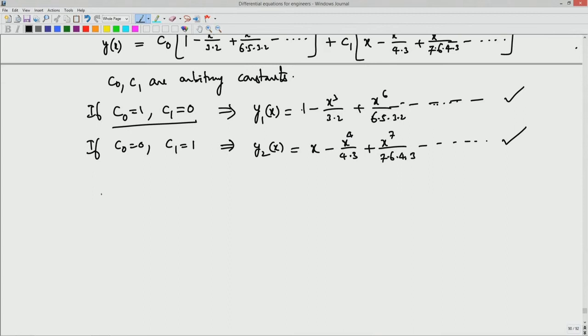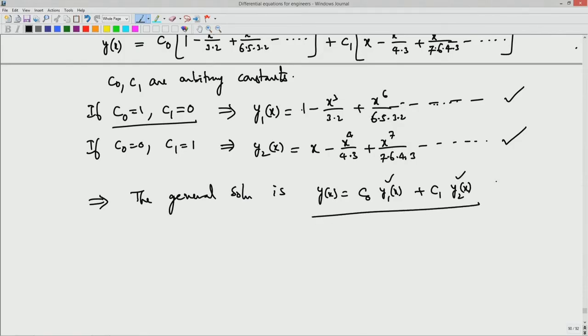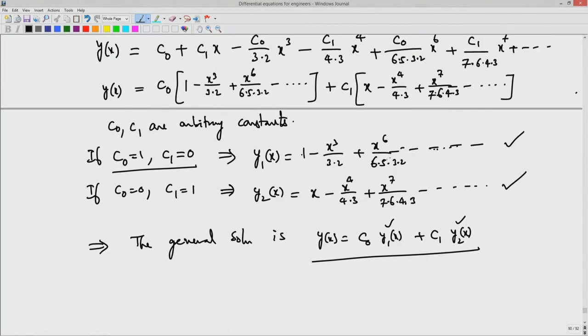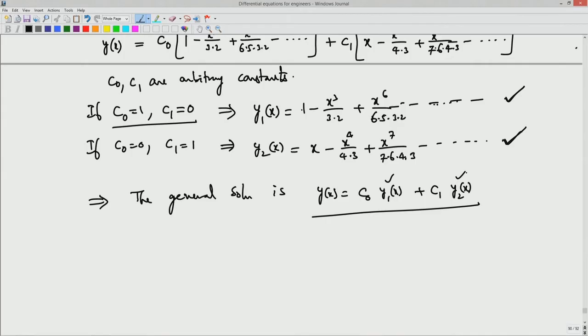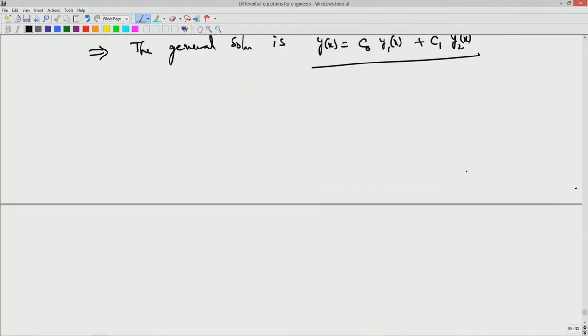independent. So, this implies the general solution of the given equation. General solution is y(x) is C0, an arbitrary constant, with y1, which is a power series itself, and another arbitrary constant into the other power series solution y2. So, this is your general solution of the given differential equation. This is how you can find two linearly independent solutions, but they are not in an analytic form. They are in a power series form. Okay.